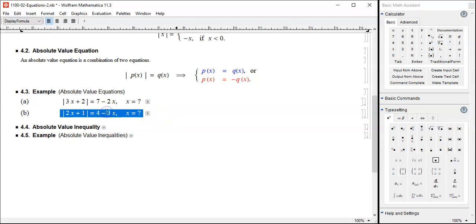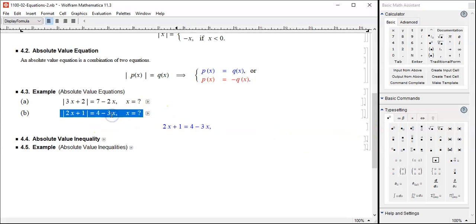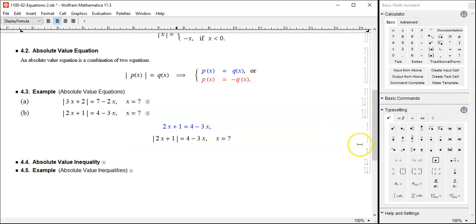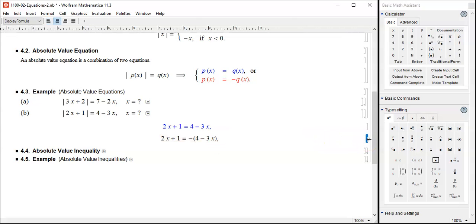Okay, all right, let's do this. So basically we want this equation or this equation. No more absolute value. Instead, we have a negative sign. Okay, let's do this one first.